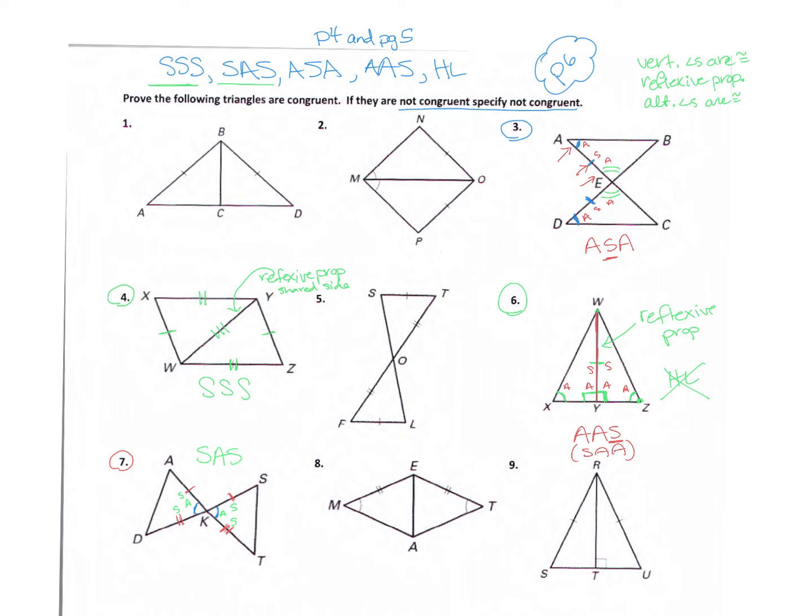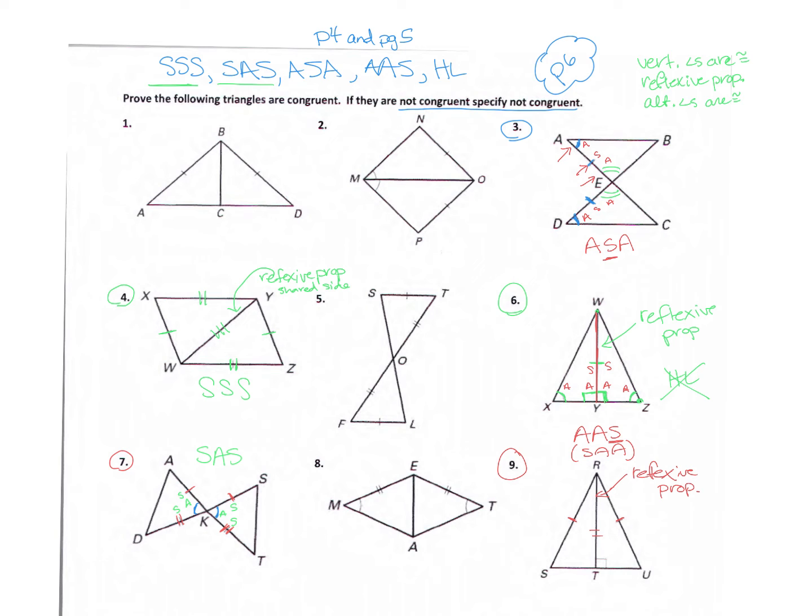Let's take a look at another one with the reflexive property. Let's take a look at 9. On 9, it has the reflexive property as well. It's not marked. It's this shared side. You're always going to mark those. That's my reflexive property. So I'm always going to mark it. I'm going to mark it with 2 because I already have RU congruent to RS.